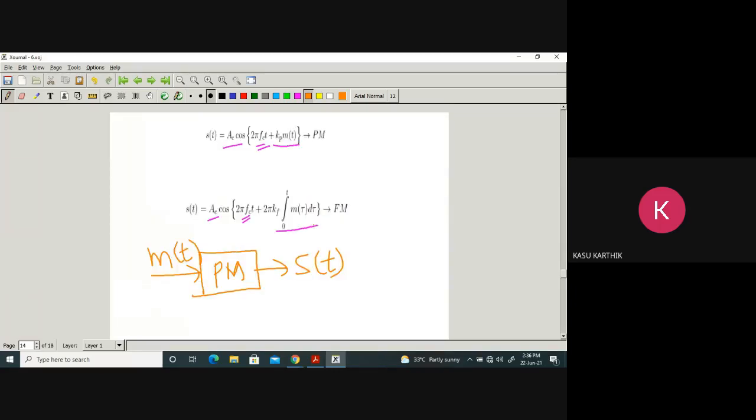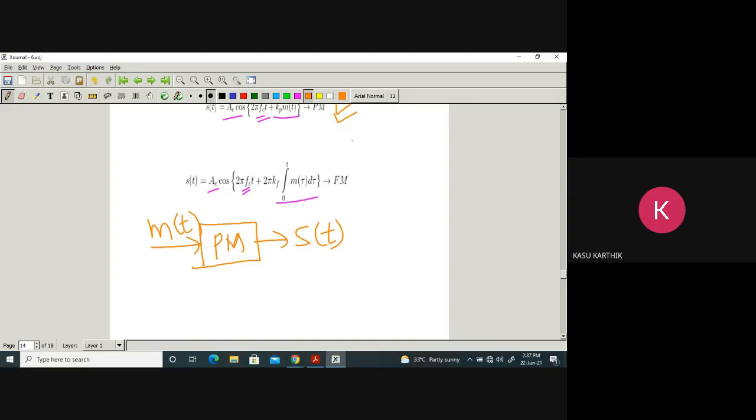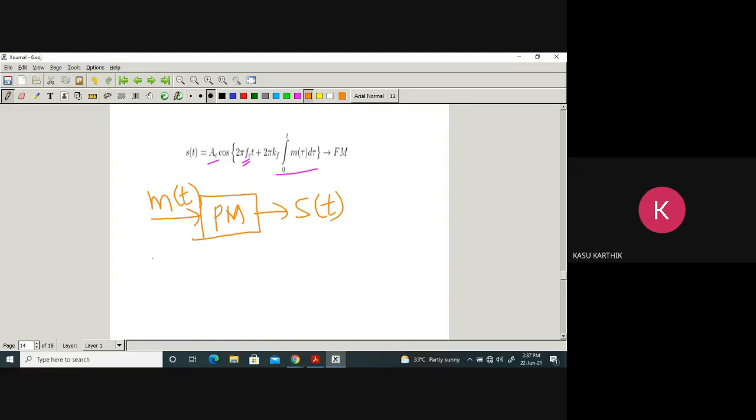What is the phase modulated waveform? Here s of t would be Ac cos(omega c t plus Kp m of t). This would be generated. Okay, is it clear?